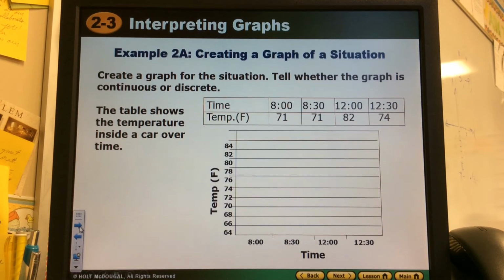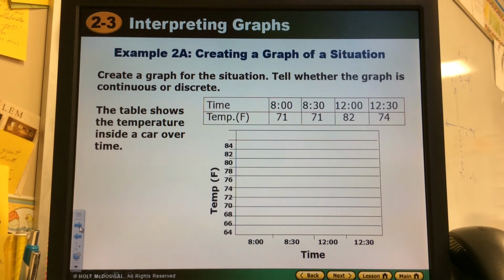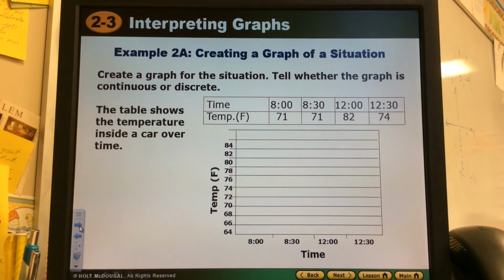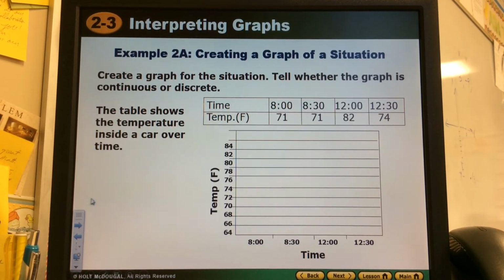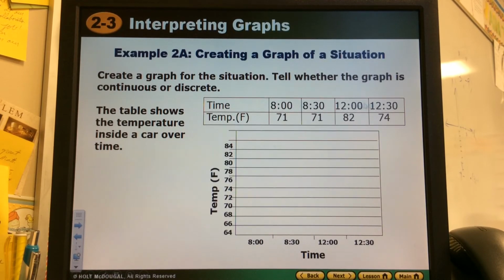All right, so it says create a graph for the situation. Tell whether the graph is continuous or discrete. Now you've got this graph on a slide. So it says the table shows the temperature inside a car over time. So I would like for you to pause the video and actually try this, plot the points, and think about the time and what time does, and if you think it's continuous or discrete, and then come back and you can look at the answer.